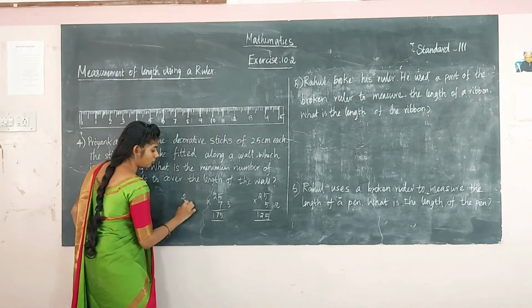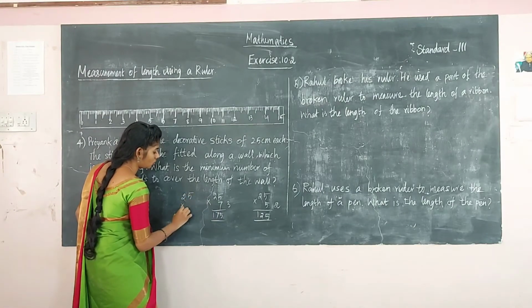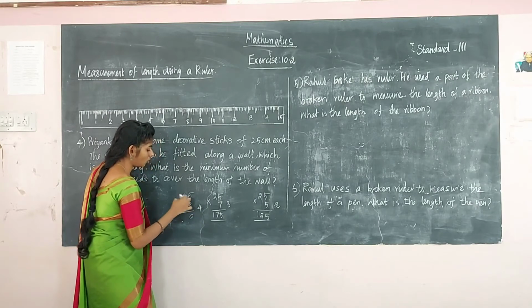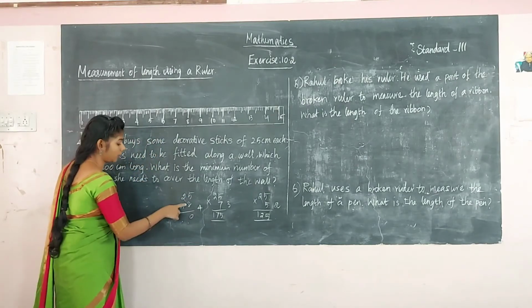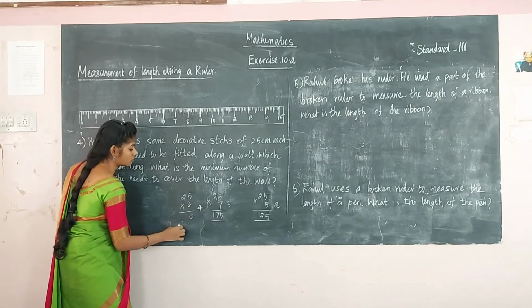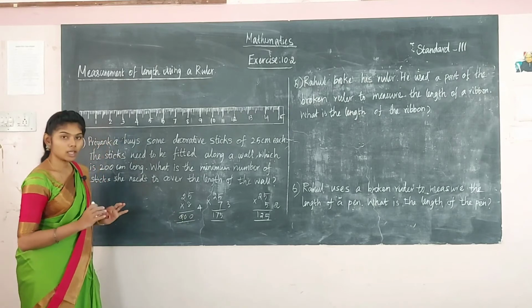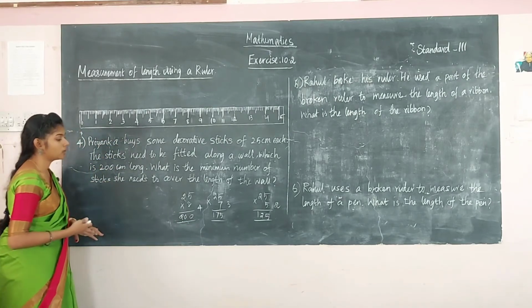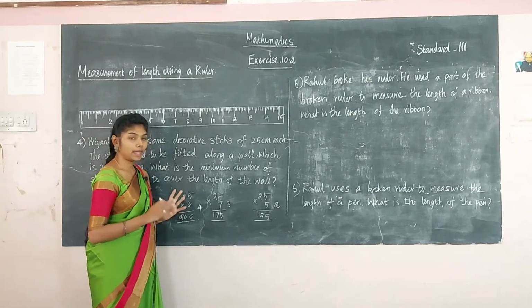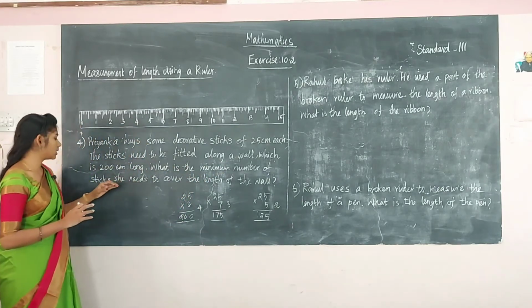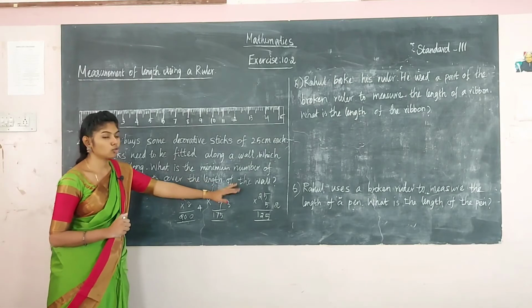So we can try it for 8. 25 into 8. 5 8s are 40. 4 is out. 4 2s are 8. 8 2s are 16. 16 plus 4 is 20. So it's equal to this number 200. So definitely it will be 8 sticks only. The minimum number of sticks is 8 sticks. They need 8 sticks to cover the length of the wall.